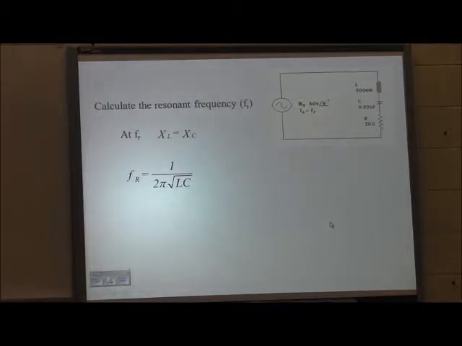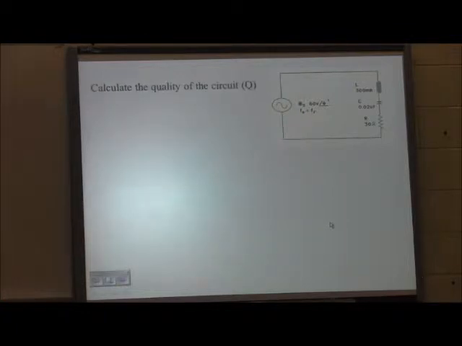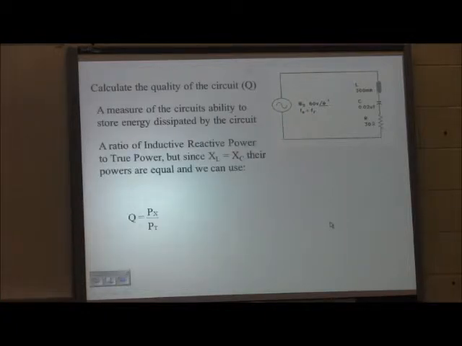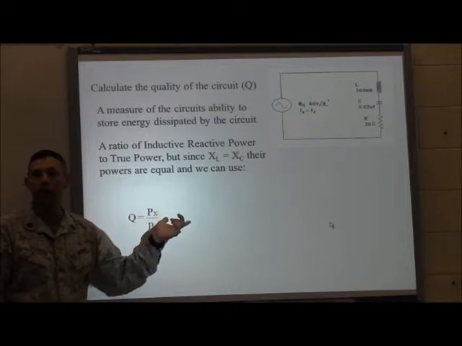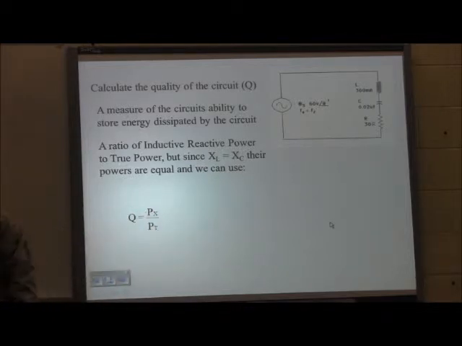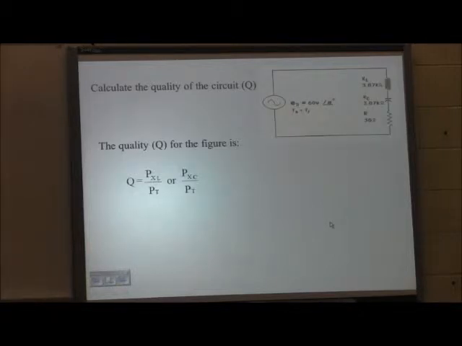I'm not going to go over this one again. We already talked about 1 over 2 pi the square root of LC. That's the frequency of resonance. Calculating Q is the ratio of inductive power to true power, or X sub L over R in series. Q determines how selective the bandwidth is, how narrow or how wide, how many hertz are in the bandwidth.